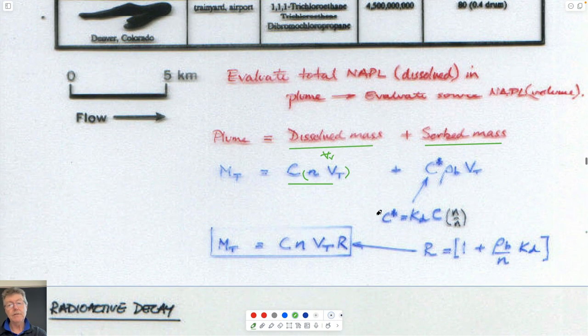But we also know that there's a certain amount of mass that's actually attached to the aquifer. So we take, again, the total volume of the plume that encompasses the aquifer. If we know the density of the aquifer in kilograms per meter cubed, and if we know the amount sorbed, the mass sorbed per unit volume of that aquifer, C star, then this is the sorbed mass which is present, that is immobile and is still in the aquifer, but it's not dissolved in the water. It's still come from the source.